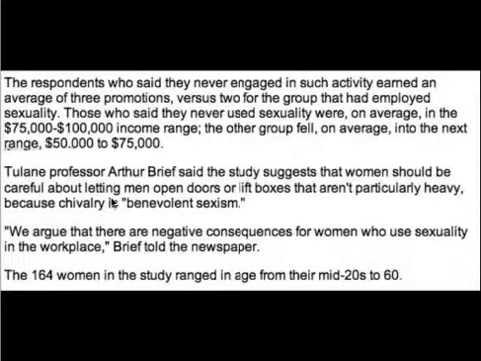Tulane professor Arthur Brief said the study suggests that women should be careful about letting men open doors or lift boxes that are particularly heavy, because chivalry is benevolent sexism. We argue there are negative consequences for women who use sexuality in the workplace. Well, the conclusion now is about causation, right? Because they're saying you have some control at least over your financial features, right? Number of raises, average income, by controlling your sexual behavior in the workplace. So the conclusion being drawn here is a causal one.